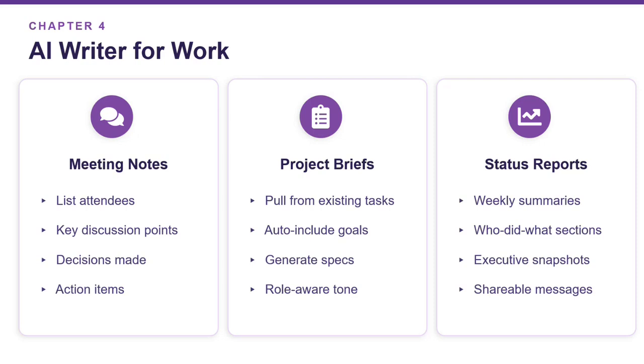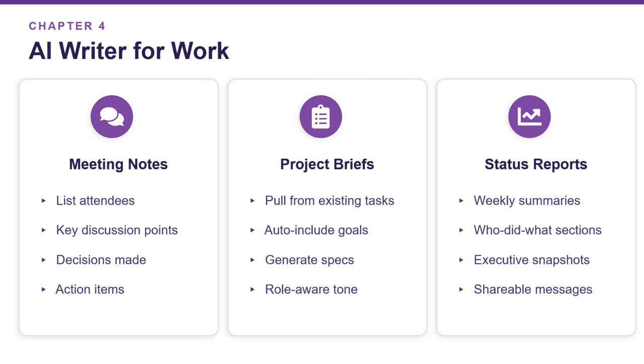In the middle is the project briefs. Give Brain a few details or point it at an existing task list, and it can draft a full brief or specification document, pulling in relevant tasks and goals automatically.